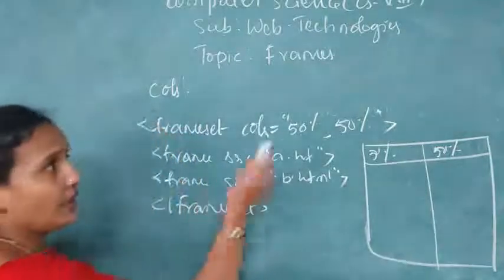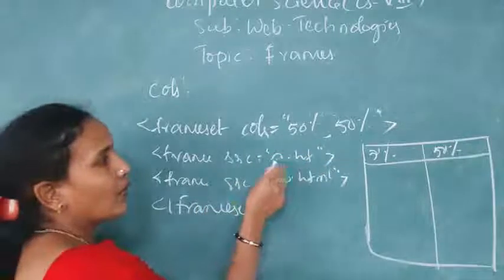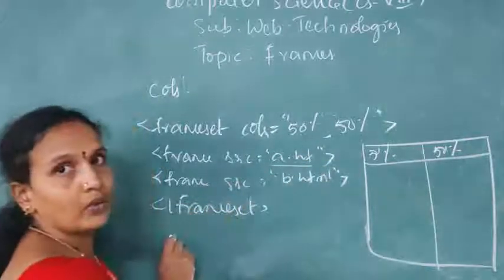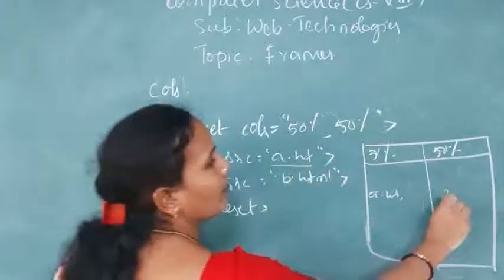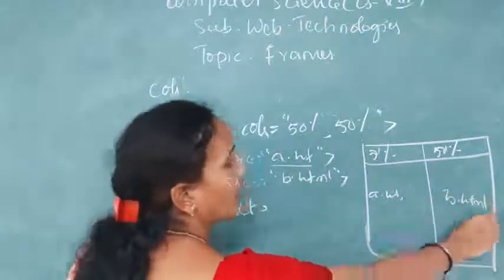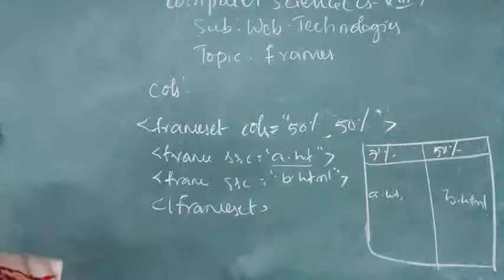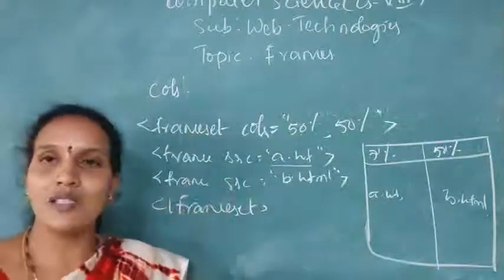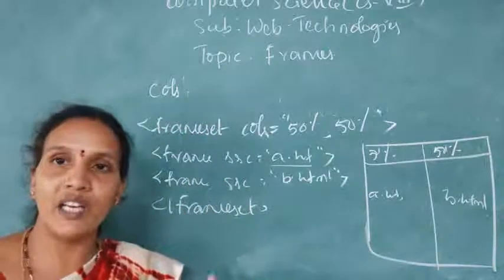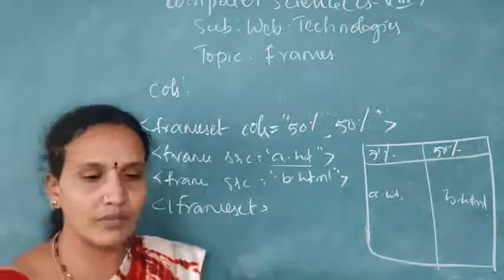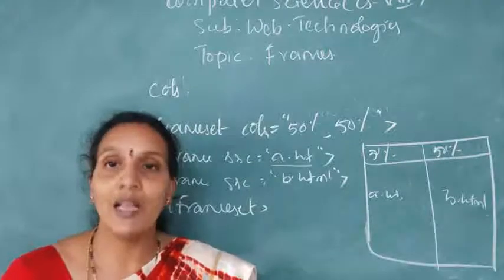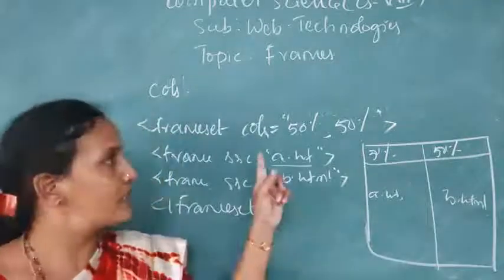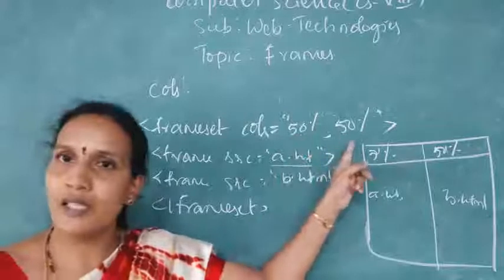So here, in the first 50%, which HTML document do you want to execute? A.html. And in the second window we are executing B.html. Okay, understood? So this is the cols attribute. Using the cols attribute, we are informing the browser that we are going to divide the browser window into 2 columns, and the size of each column also. The size of the first column is 50, the size of the second column is 50.